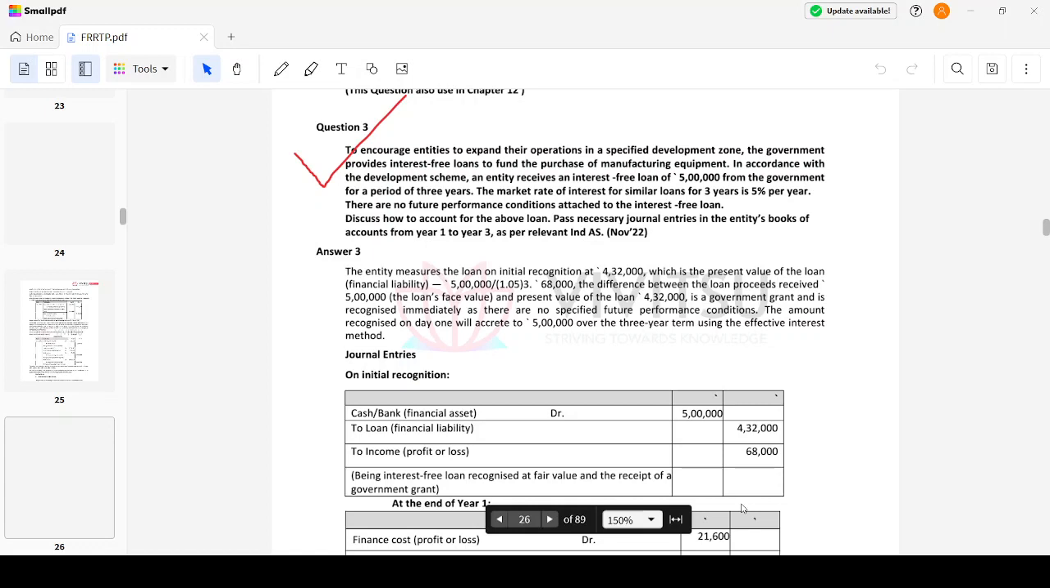So today we'll first start with the S20, which is with respect to government grants. Okay, so let's begin, no further delay. We've almost started, right?